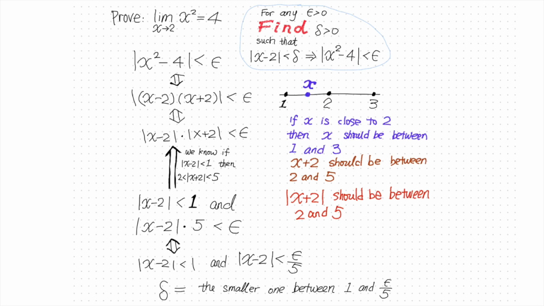A cleaner way of writing down the proof will be presenting our finding of delta without showing how we find it, and showing that this delta does make the absolute value of x minus 2 less than delta imply the absolute value of x squared minus 4 less than epsilon. In the next problem, we will present our proof in this way.